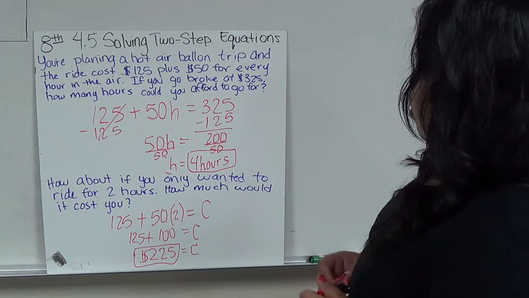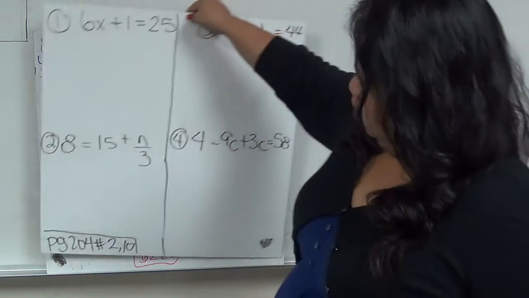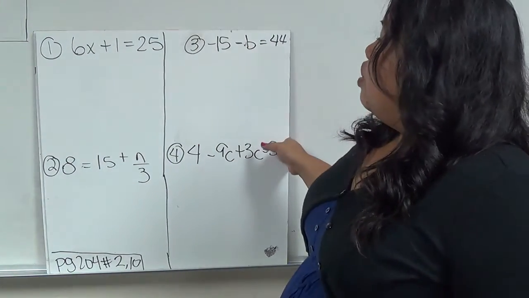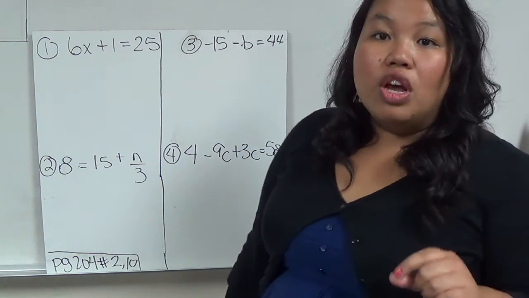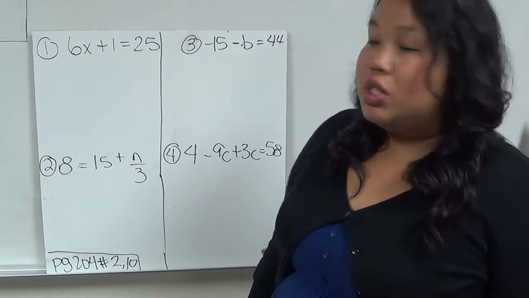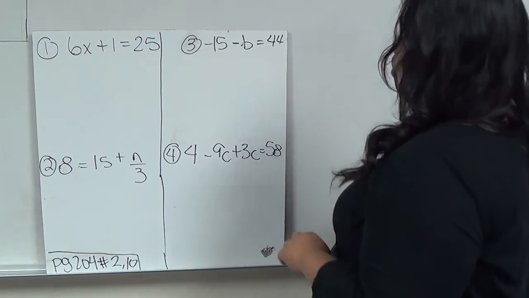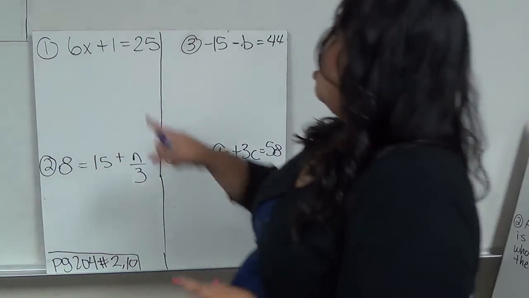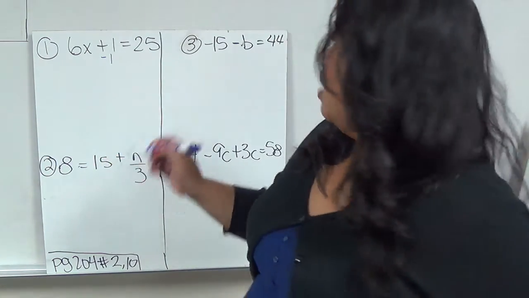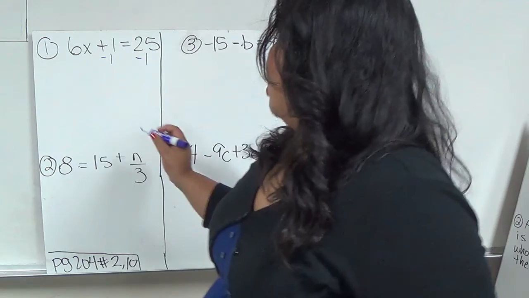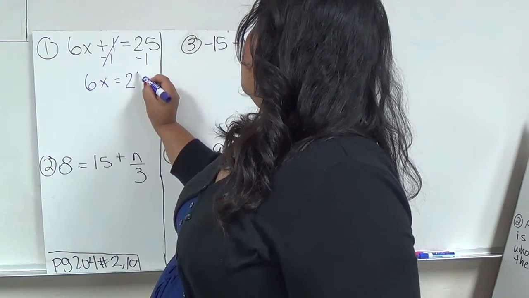All right? So I have another board where we do multi-step equations. And it's a similar thing. First, I'm going to focus on all the adding and subtracting. I'm going to get rid of those first, and then I'm going to get rid of what's closest to the x, which is the multiplication and division. So look at number 1. What do I get rid of first? Well, I'm going to get rid of 1 by subtracting 1. And again, what I do to one side, I have to do to the other. So I have to subtract 1 from here. These cancel out, and I end up with 6x equals 24.